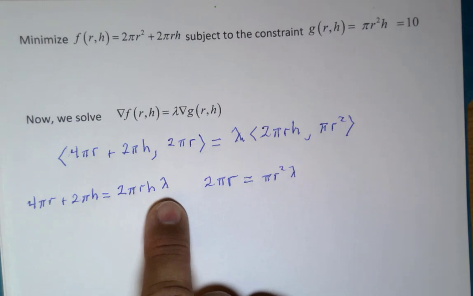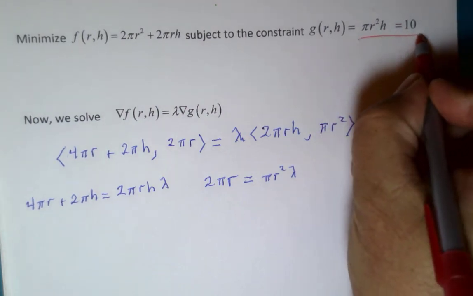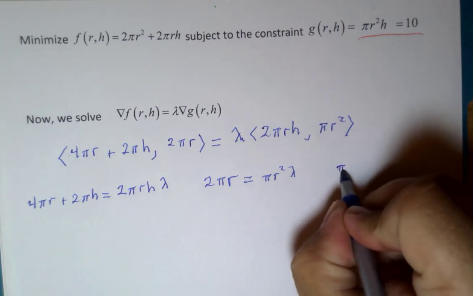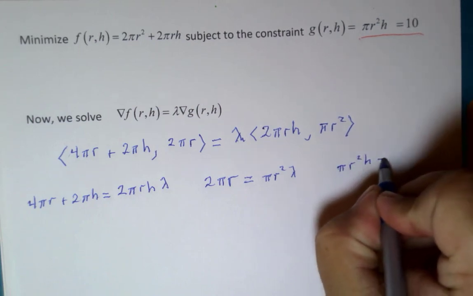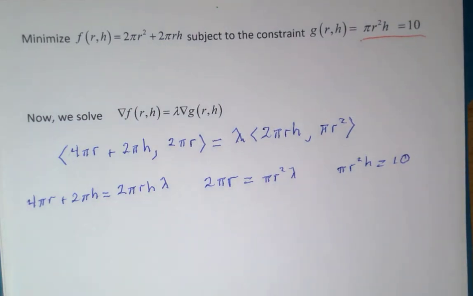But it turns out that I actually have a third equation to use, and that third equation is my constraint. I also know that pi r squared h is equal to 10. I now have three equations, three unknowns, and as messy as it might look, it's actually not too bad to solve. The answer may not be pretty, but solving for the dimensions won't be too bad.